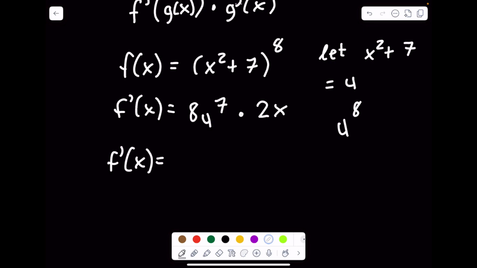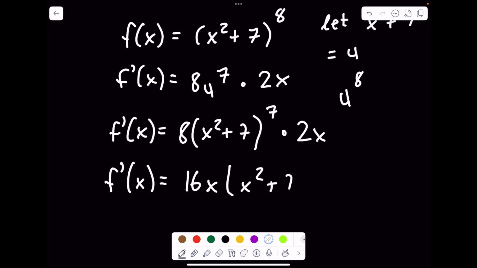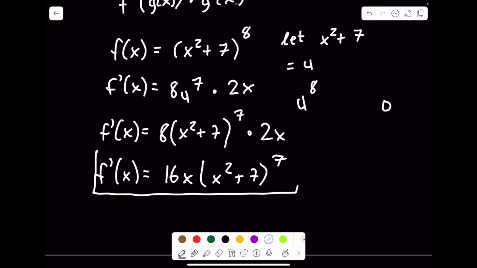This looks messy though, so let's clean it up a little bit. 8u to the 7th power is really just 8 times x squared plus 7, because we said let u equal x squared plus 7, to the 7th power, multiplied by 2x. Even simpler, we can multiply this 8 by the 2x to get 16x times x squared plus 7 to the 7th power. And that's it. That's the first derivative using the chain rule of this function.